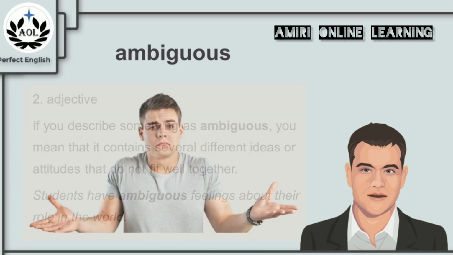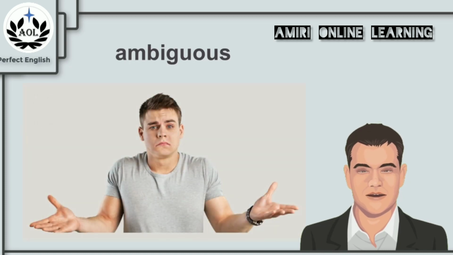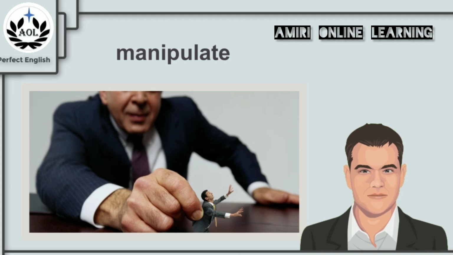So the next time you remember the picture of this young man who is obviously confused, remember the word ambiguous and what it means. And now for the next keyword, manipulate. Now you can see in the picture, the big man is trying to control this little man who's trying to run away from him, but obviously he can't.